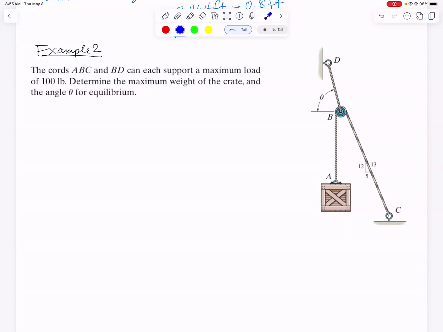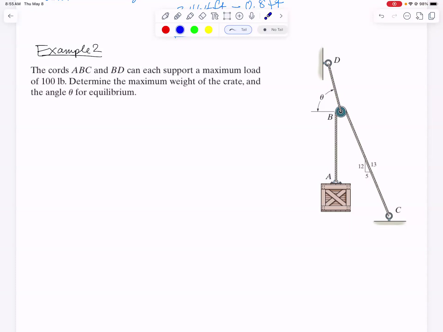I think you guys can probably see that if the crate weighs 100 pounds, you would have exactly 100 pounds of force in this cable, and that cable would be right at its limit. So you're not going to be able to carry a crate that weighs more than 100 pounds. The question really becomes, what is the force that's going to cause cable BD to fail? But let's do our tried and true formula.